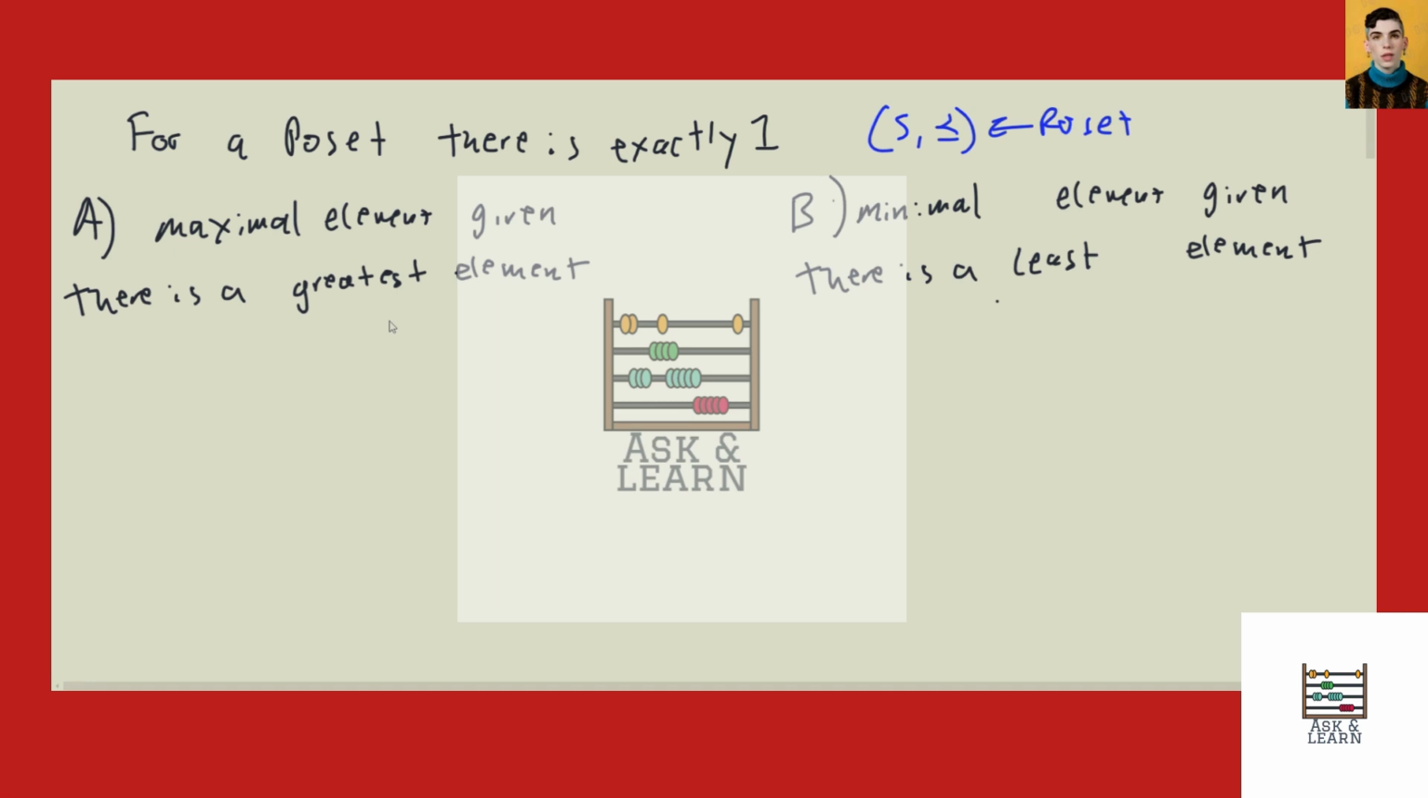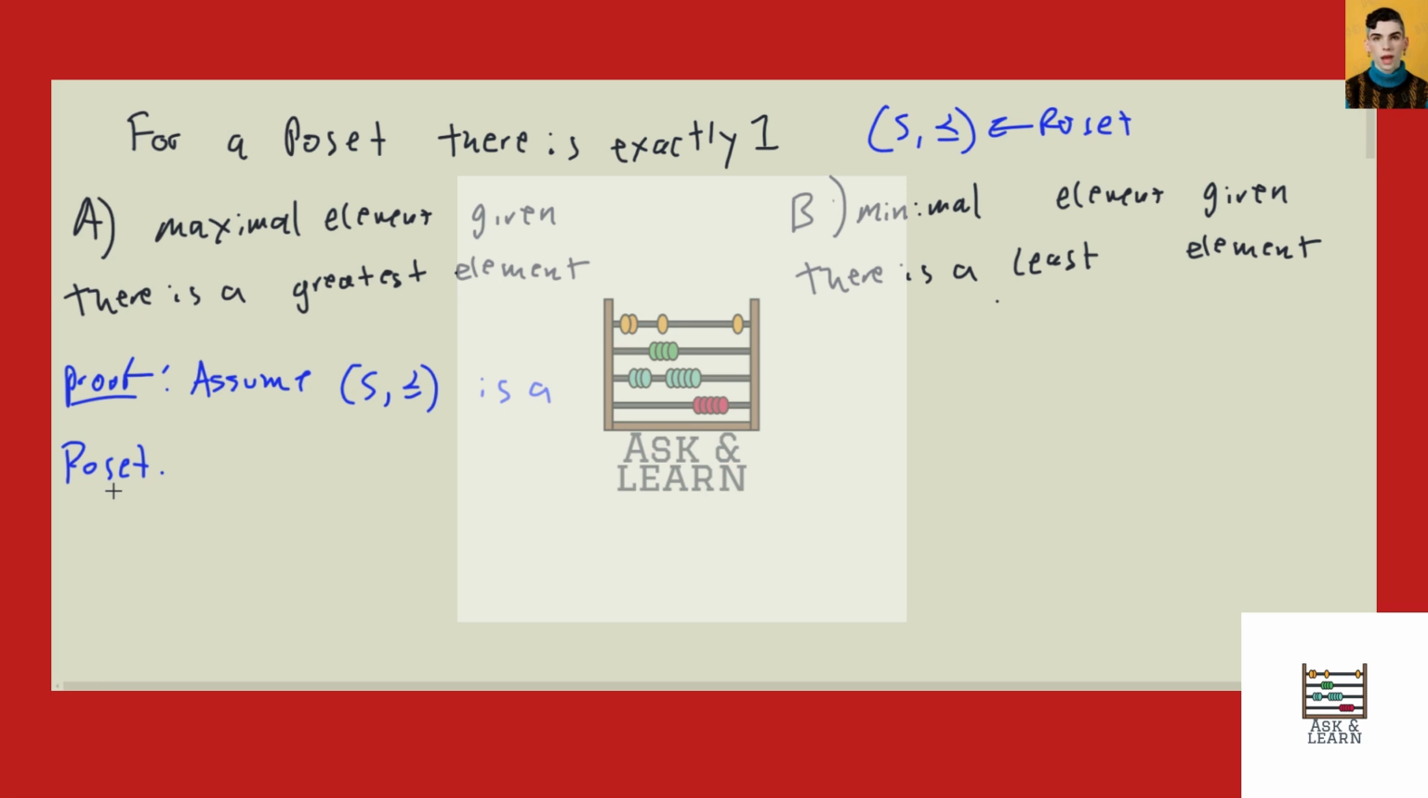So in part A, they want us to show for a poset there is exactly one maximal element given there is a greatest element. So let's go ahead and see what we can do. I'm going to call the poset S, less than or equal to. Proof: first assume that S, less than or equal to, is a poset. Now let's think about what we want to do next.